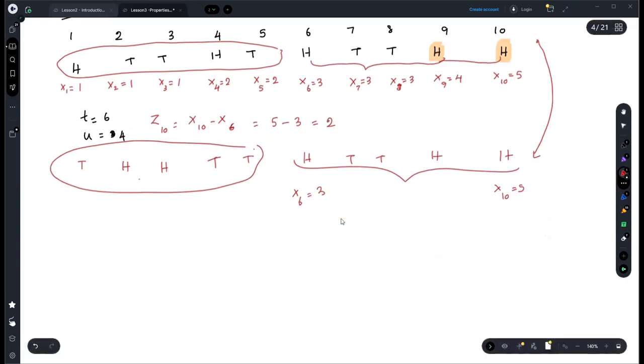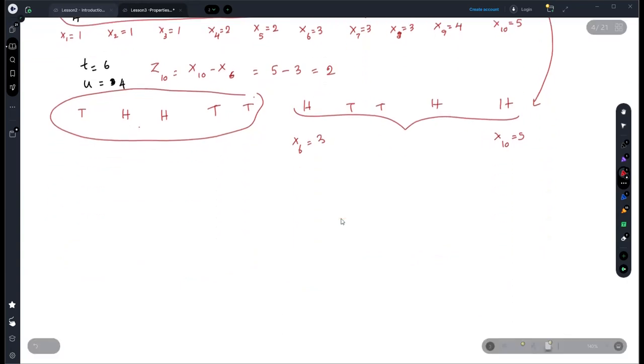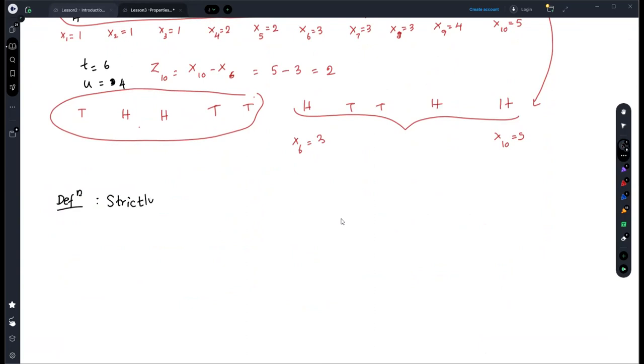Right. So that is the definition of the independent increments. We move on to the next definition, the stationary. First we look at strictly stationary, then let's look at the weakly stationary.